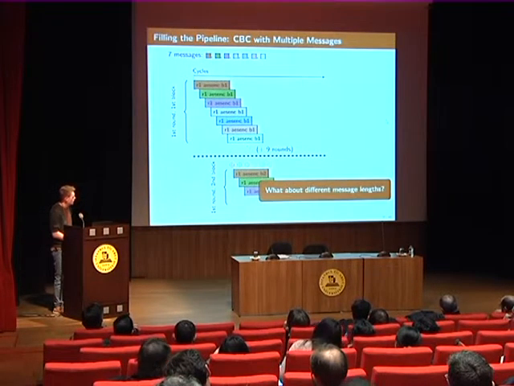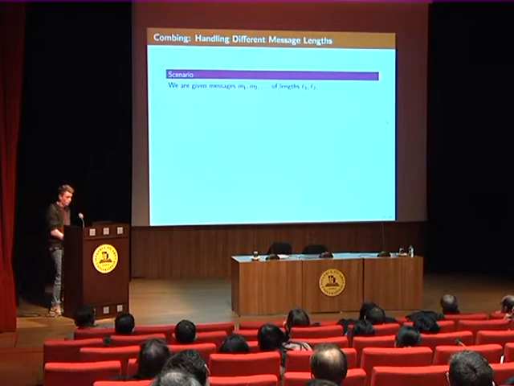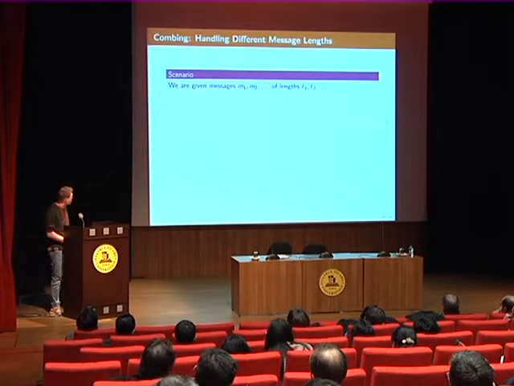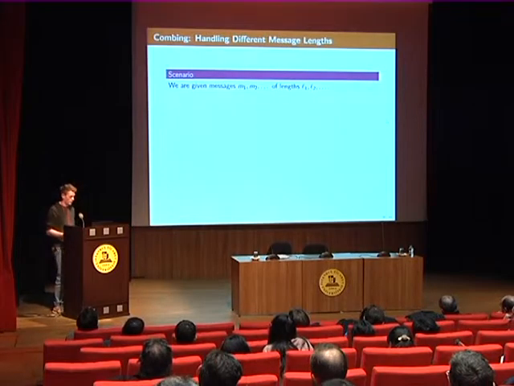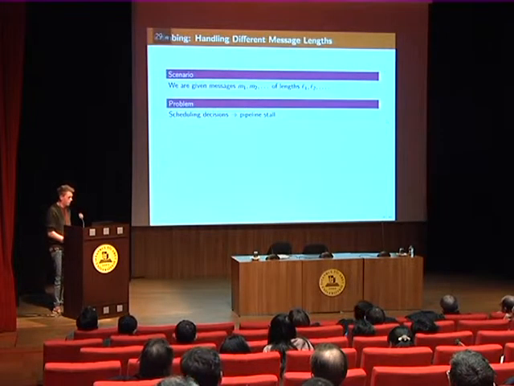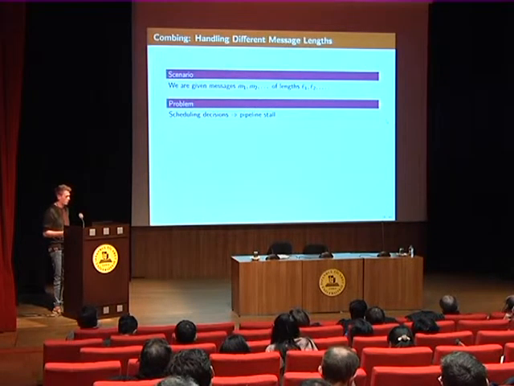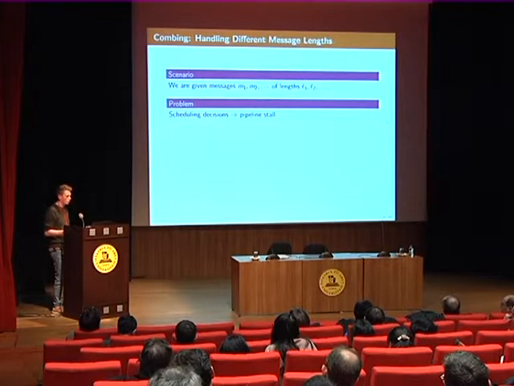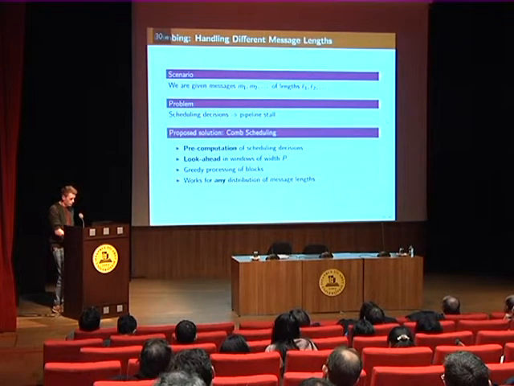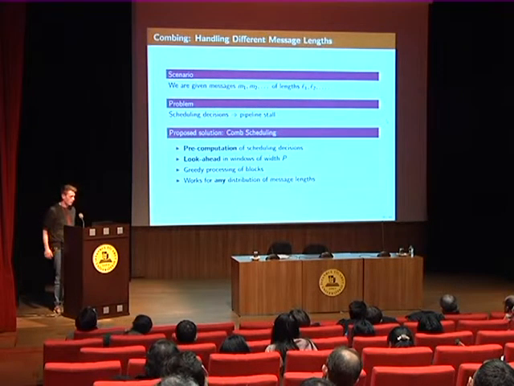So the question is, what happens when we have these different message lengths? And this is what we try to attend to in our paper. So the scenario is that we have different messages, all of different lengths. And the problem, as I just mentioned, is that we don't immediately know how these scheduling decisions are going to influence the pipeline, but it will lead to some kind of pipeline stall where we have to choose what to do next.